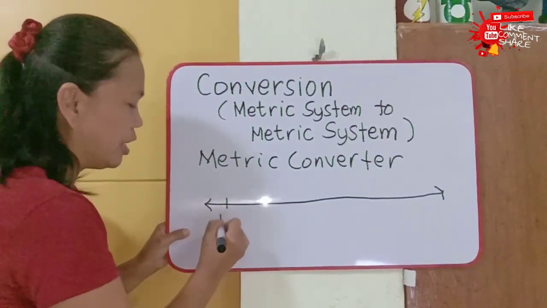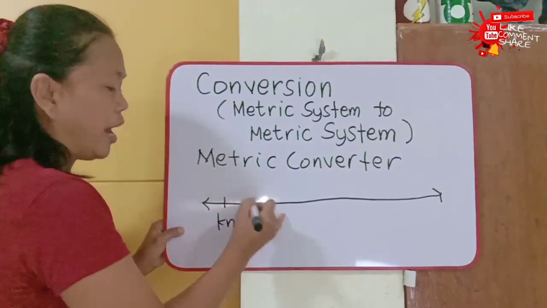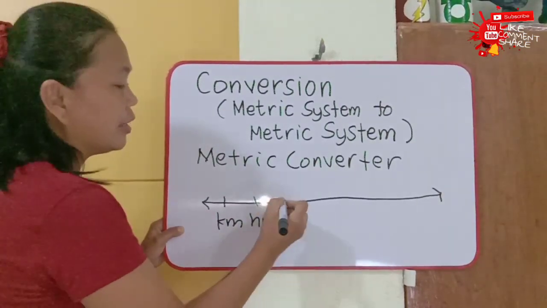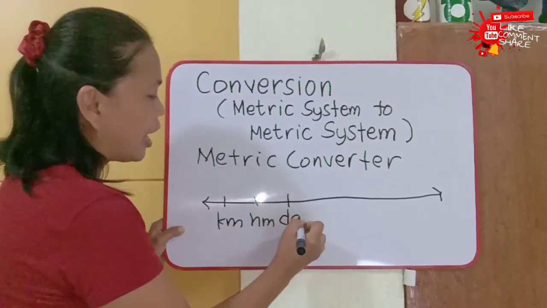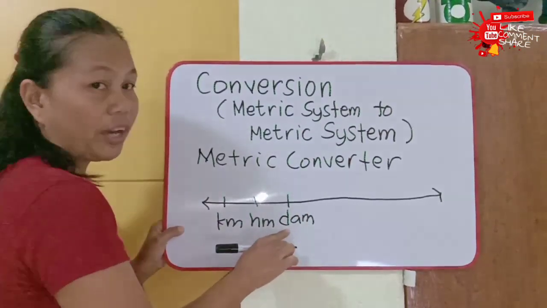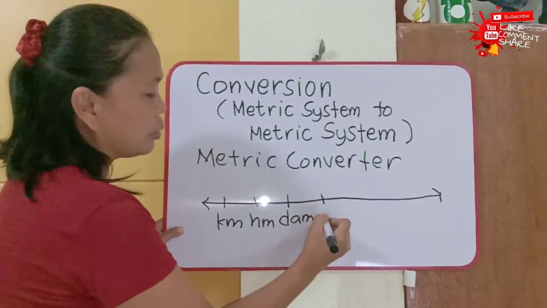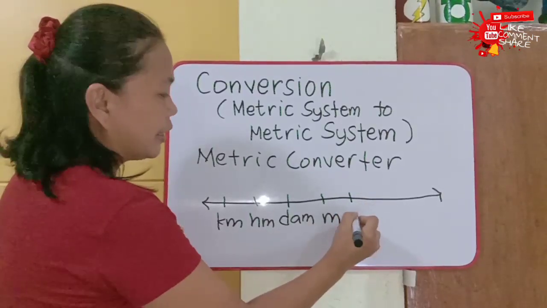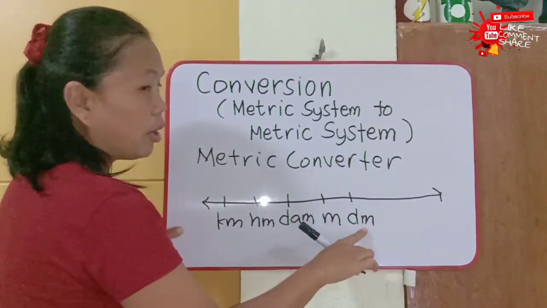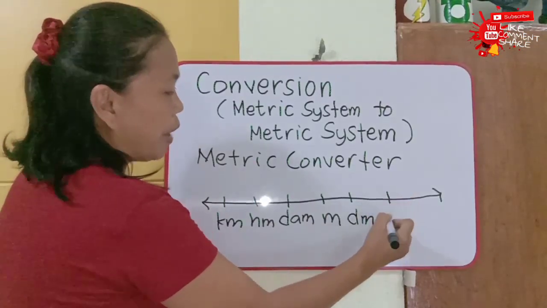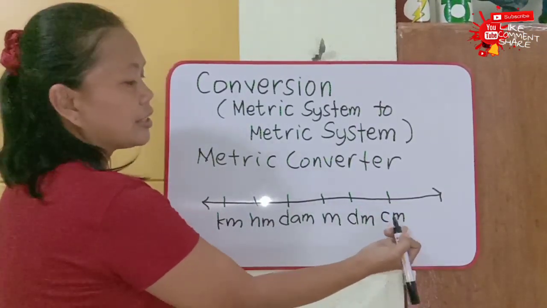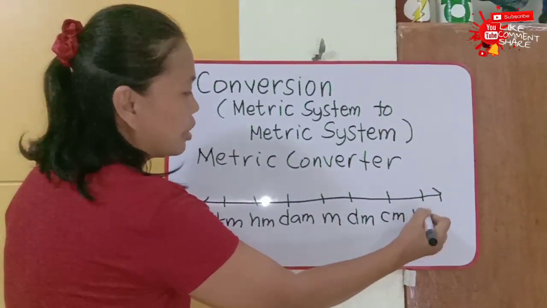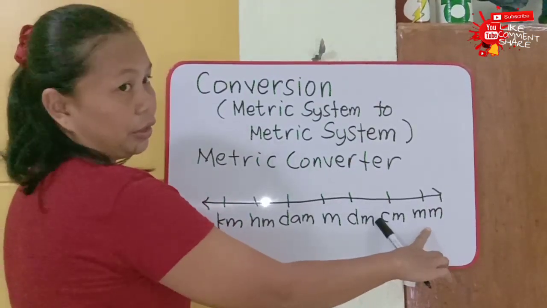First, we have the kilometers, followed by hectometers. This will be the symbol for hectometers. Then third, we have the decameters. This is the symbol for decameter. Then of course, the basic unit for length is the meter, followed by decimeter. This is the symbol for decimeter. Next, followed by the unit centimeter. This is the symbol for centimeter. And the smallest is millimeter, so this is the symbol for millimeter.